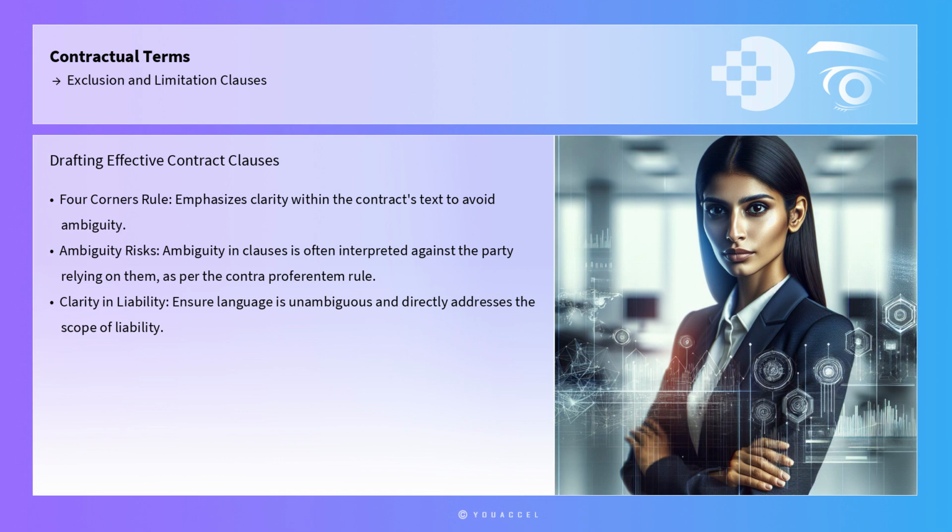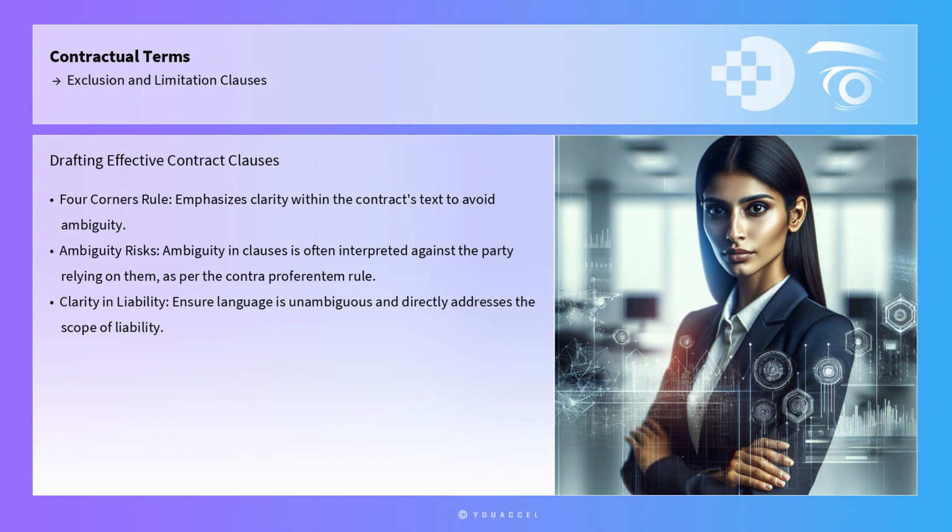One practical framework for drafting these clauses is the Four Corners Rule, which emphasizes clarity within the contract's text. Clarity is paramount. Any ambiguity in exclusion or limitation clauses is often interpreted against the party seeking to rely on them, as per the contra proferentem rule. Thus, ensuring the language is unambiguous and directly addresses the scope of liability is crucial. For example, a clause that simply states, "We are not liable for any damages," may be too vague. A more effective clause might specify, "We limit our liability for any direct damages arising from the breach of this contract to $10,000."